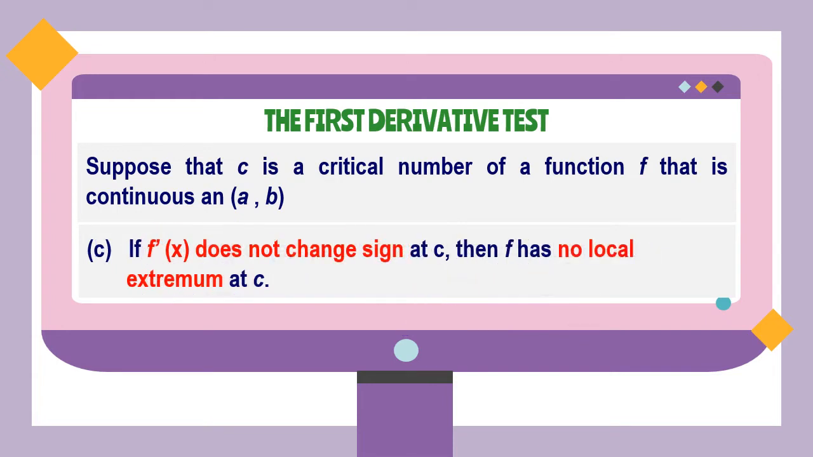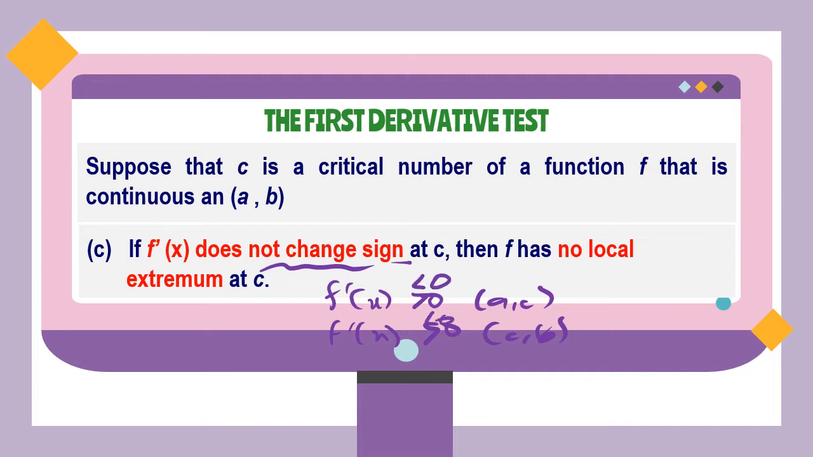And last one, if f prime x does not change sign, so it's either f prime x more than 0 for a to c and f prime x also more than 0 from c to b, doesn't change the sign, so both are positive, or less than 0 and less than 0, then f has no local extremum at c.